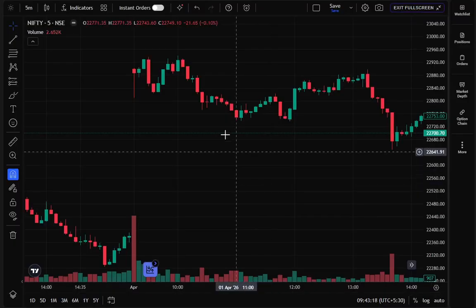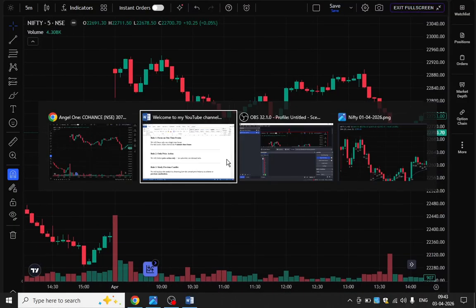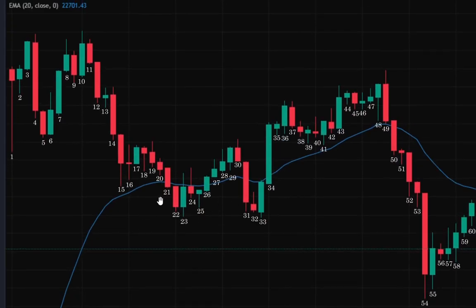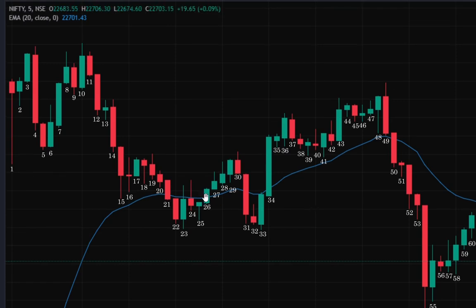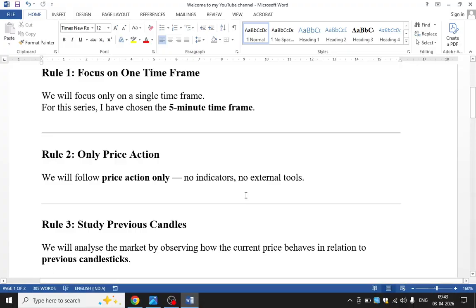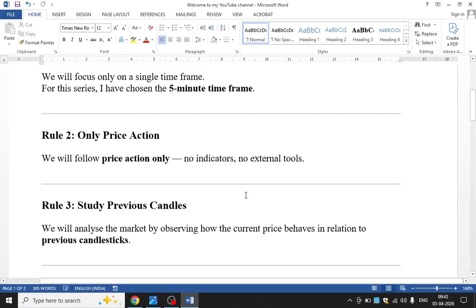As you can see, there are no indicators, or you can see this, I am using only one indicator, that is the 20-bar exponential moving average, but it is not used for generating any signals. It is just for my reference, to give a point of whether the price is above the EMA or below the EMA. So there are no other indicators.